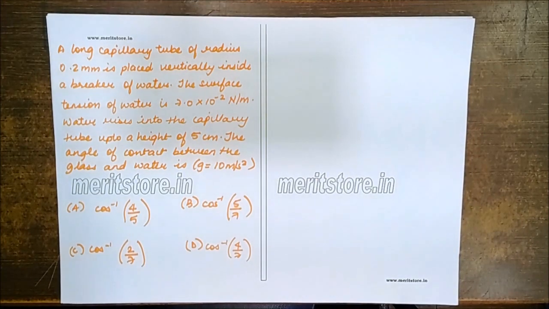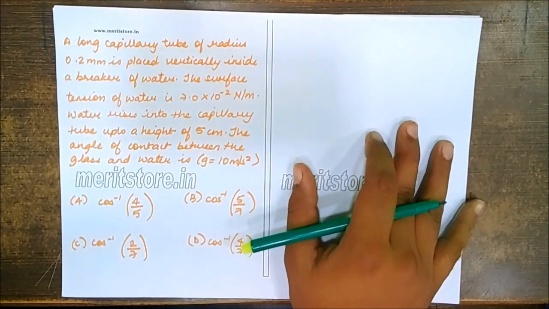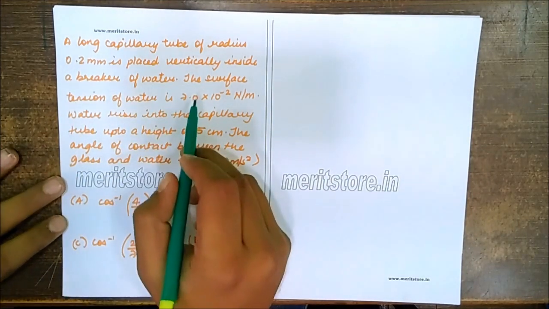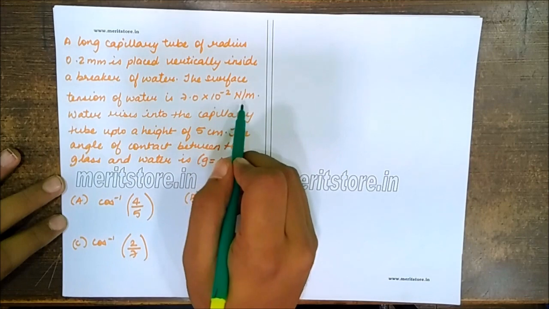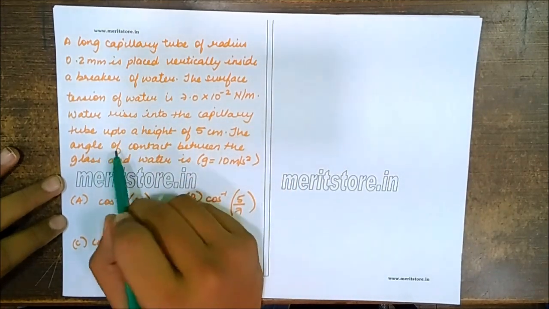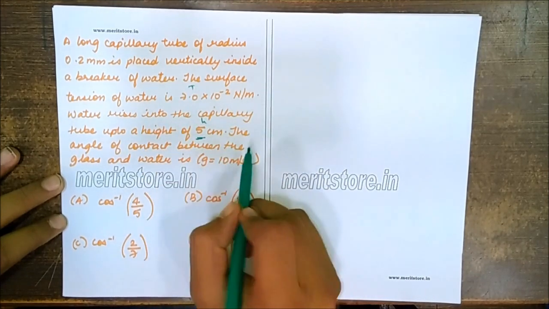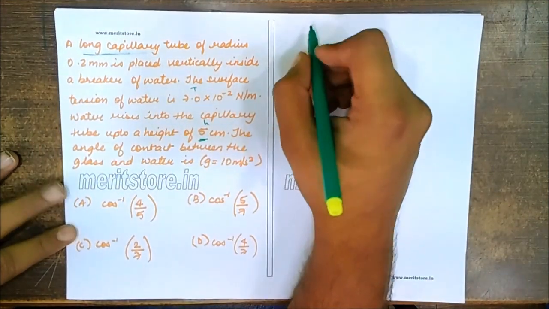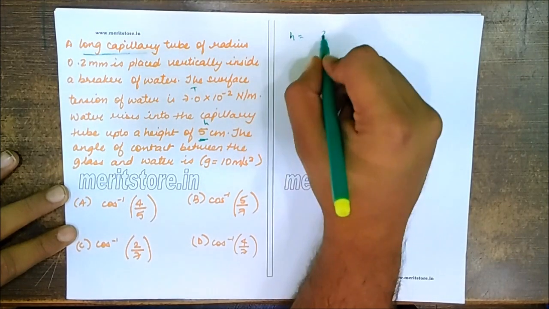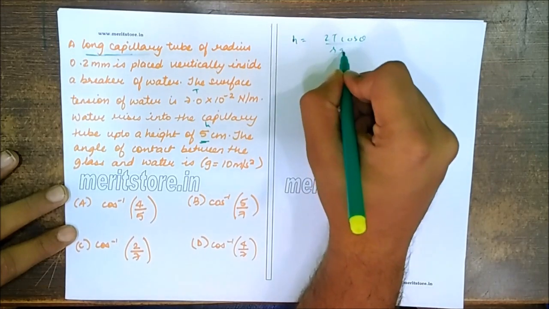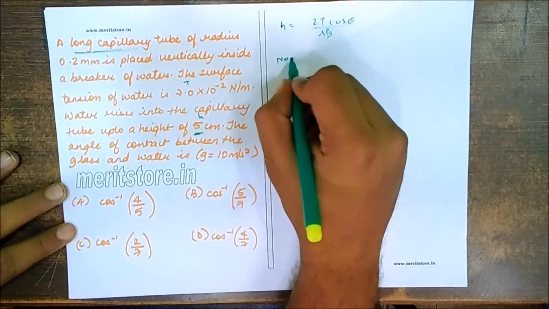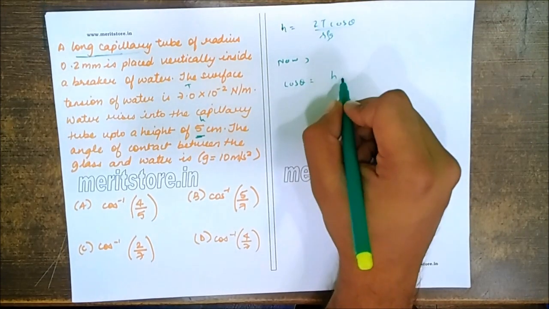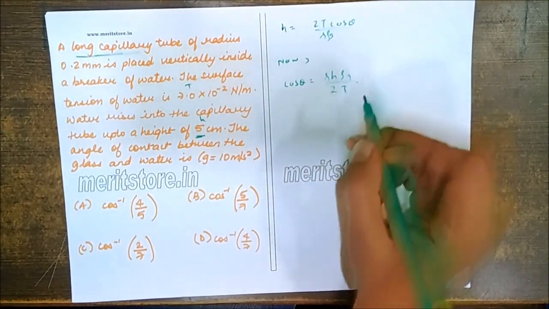The next question. A long capillary tube of radius 0.2 mm is placed vertically inside a beaker of water. The surface tension of water is 7.0 into 10 to the power minus 2 Newton per meter. Water rises into the capillary tube up to a height of 5 centimeter. The angle of contact between the glass and the water is. So as this question is on a long capillary, we can say h is equal to 2T cos theta upon r rho g. Now we require the angle of contact, so we can say cos theta is equal to r h rho g upon 2T.